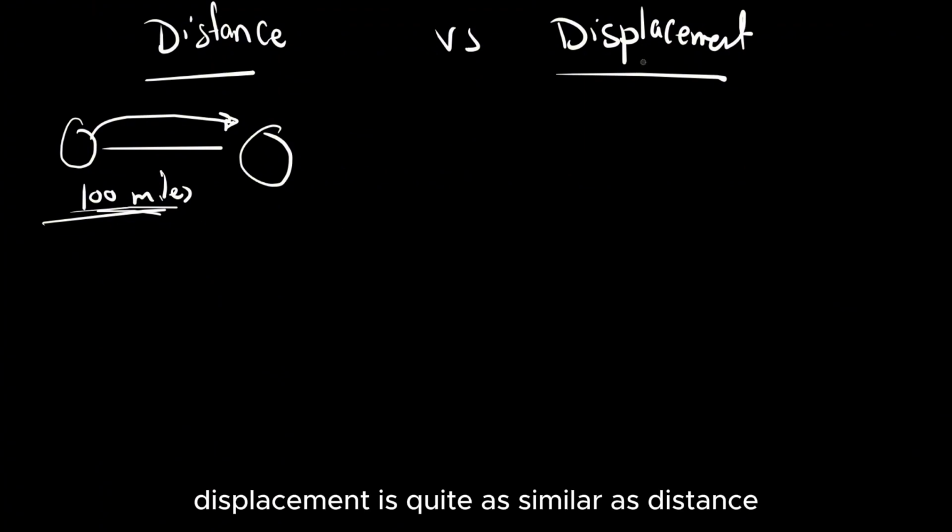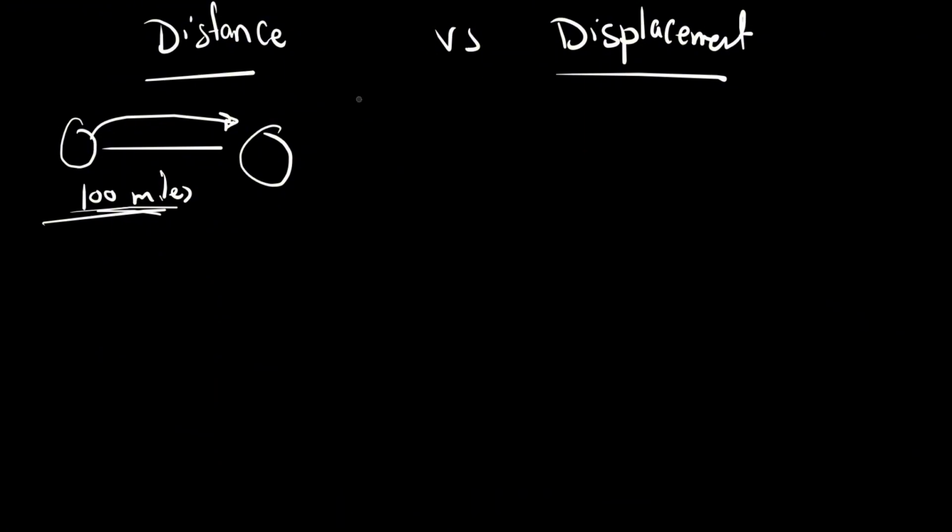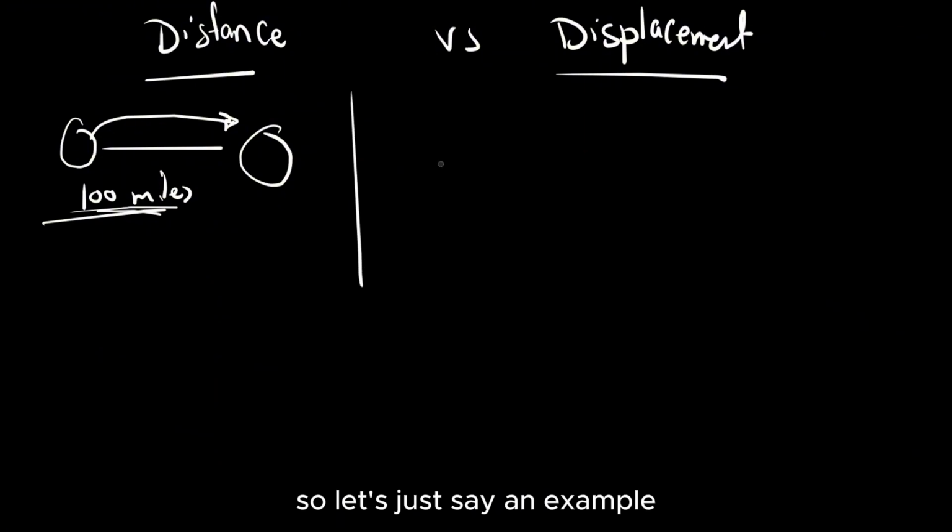On the other hand, displacement is quite similar to distance, but the only difference is that displacement encompasses direction. Direction is very crucial when talking about displacement. So let's just say an example.